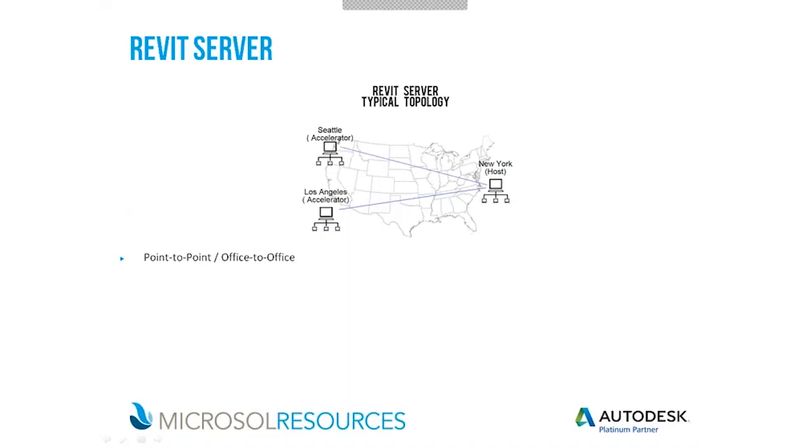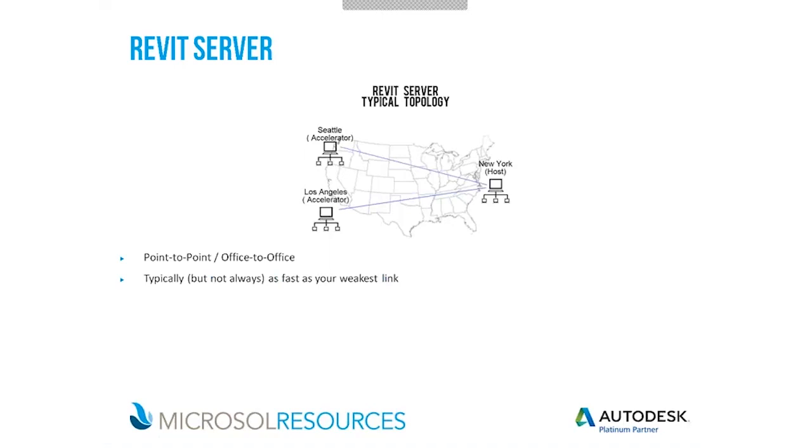spot in New York, and then you have Seattle and Los Angeles connecting directly to New York, each with an accelerator. So the idea is that anybody in the Seattle office who has Revit configured properly would be able to collaborate in pretty much real time with models that are also being worked on in New York or Los Angeles. So it's typically, but not always, as fast as your weakest link. That's one consideration to keep in mind.